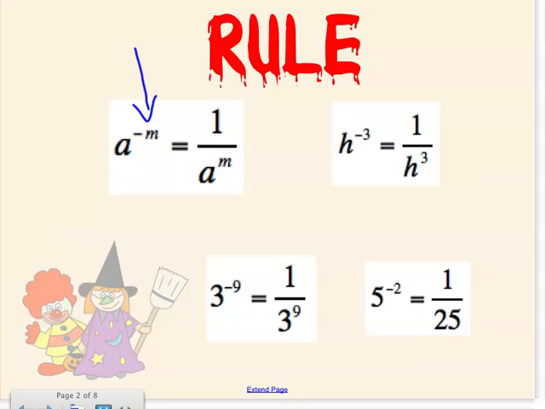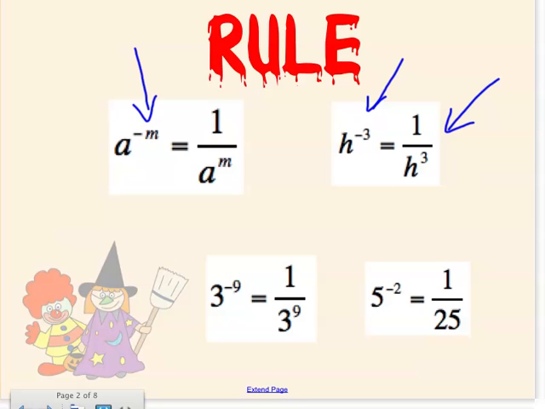Okay, so here's another example. H to the negative third is really just 1 over h to the third. Because if you think about it, an exponent is telling you how many times to multiply that base number. So a negative is a little confusing, because how do you multiply something negative times? So really all it's telling you is to put it down in the denominator and multiply that number of times.